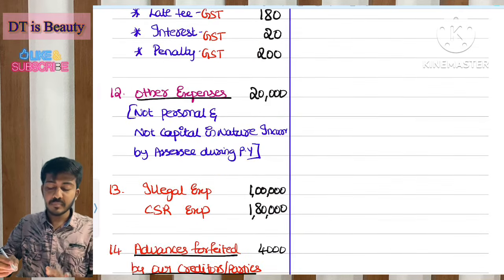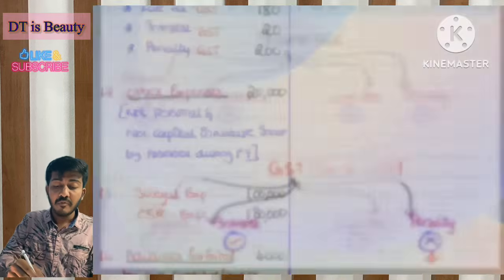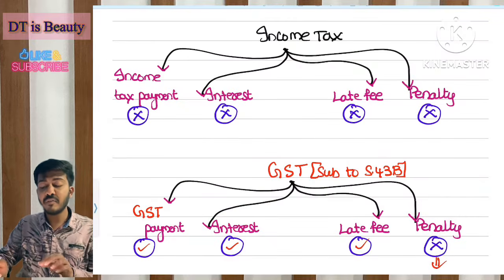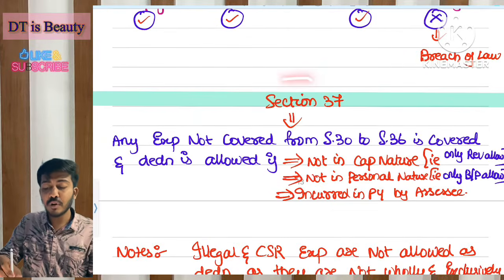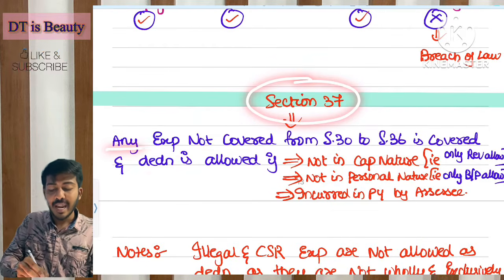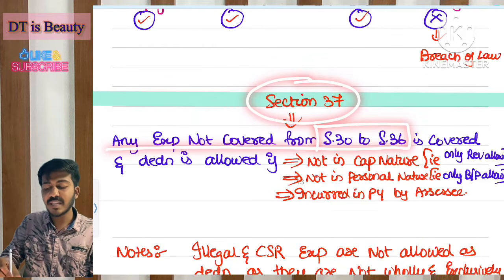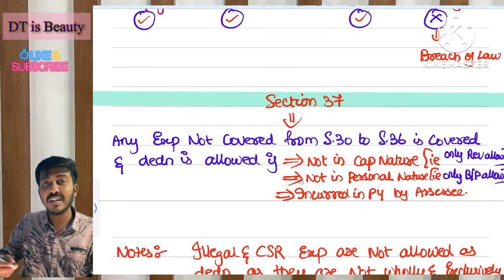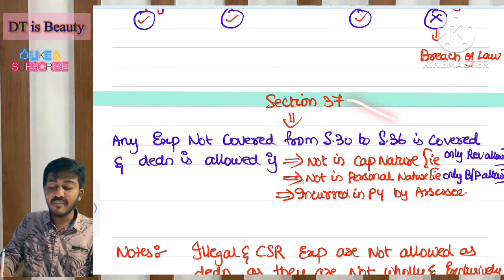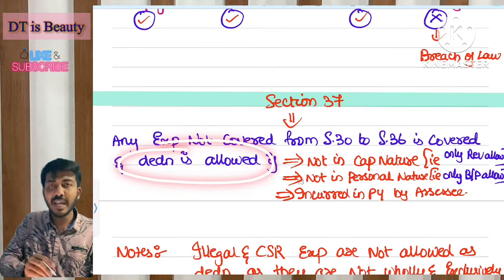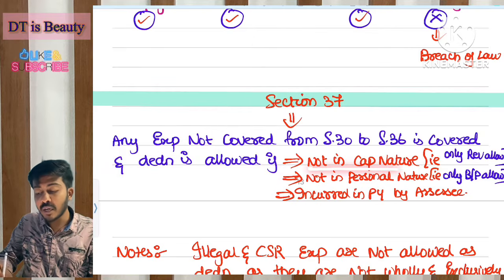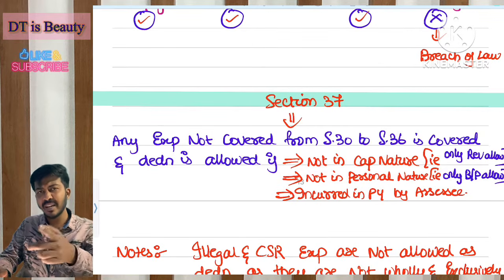Simple. Any other expenses, what should we do? If they give some kind of other expenses, then we should take help of section 37. Any expense which is not covered under sections 30 to 36, which we have discussed till now, is covered under 37. What is it saying, sir? Deduction you can take provided it should not be in capital nature, it should be revenue in nature.